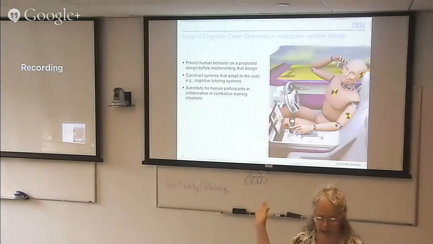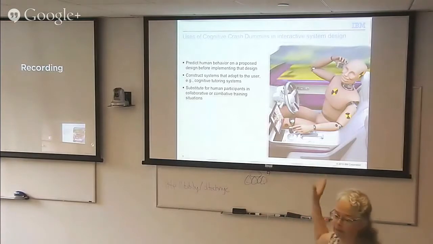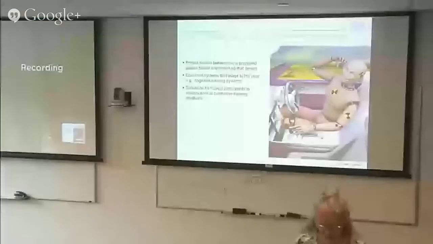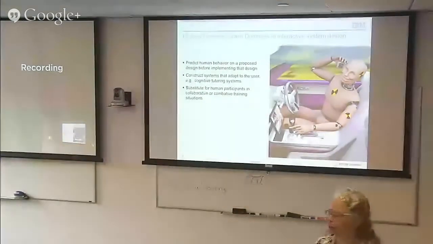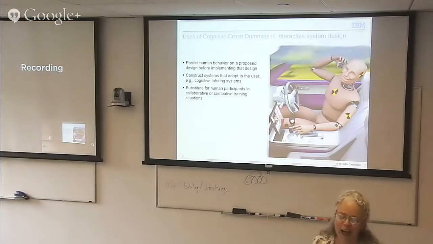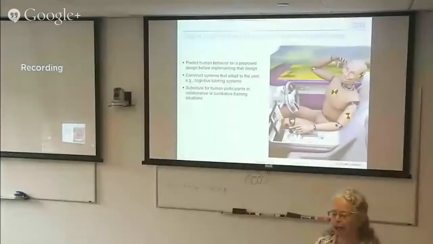I do call these cognitive crash dummies, and I have this lovely picture that a wonderful artist in Australia has created and given me permission to use however I want. This guy is using his information technology as he's driving down the road. He is doing it in Australia because it's on the wrong side of the road, right, for the US, so don't worry, he's not driving it here. But there tend to be three uses for these types of human performance models.